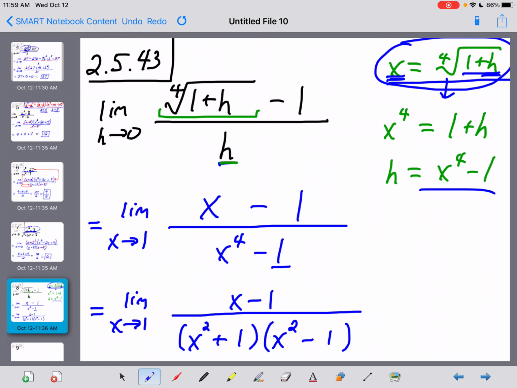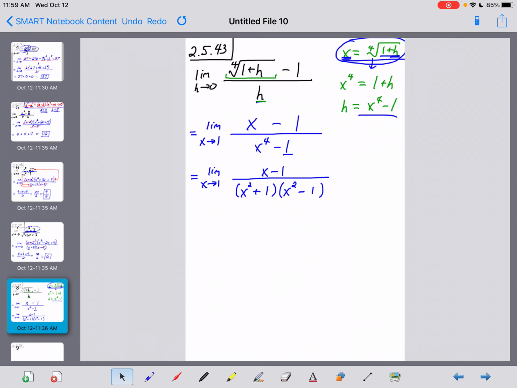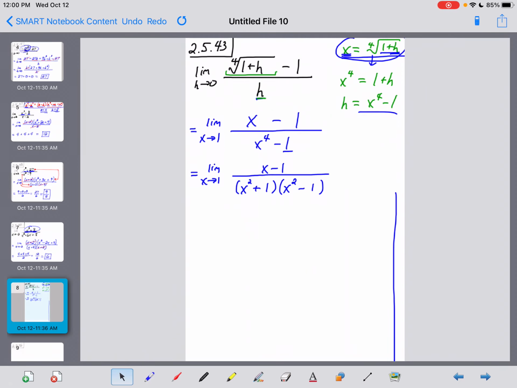Now, does plug and chug work here? No, it doesn't, because when you put the 1 in right here for that x, you still end up with a 1 minus 1, which is a 0 on the bottom. But, which you may have noticed here a second ago, let me see if I can shrink this down, everybody. Hang on, there's a shortcut for this. If I draw a little line right over here, now I think I can zoom in.